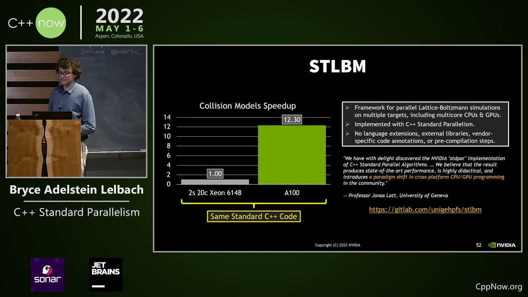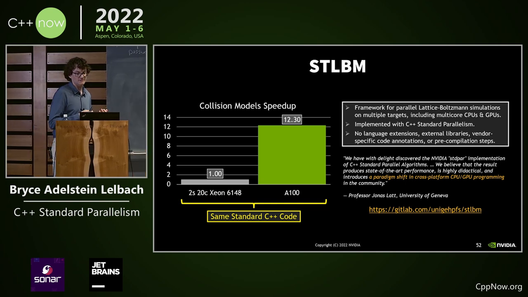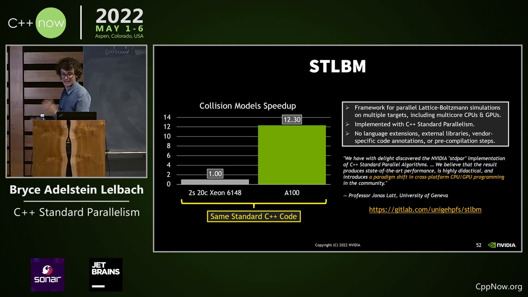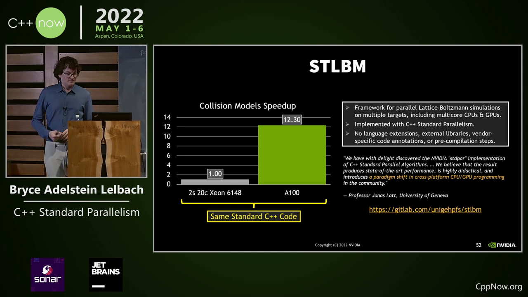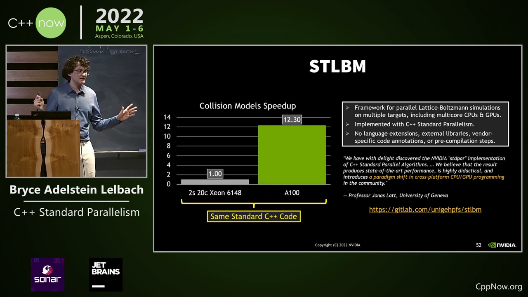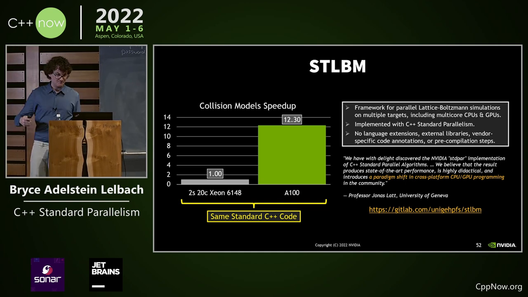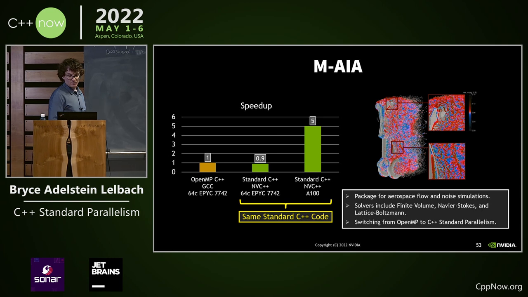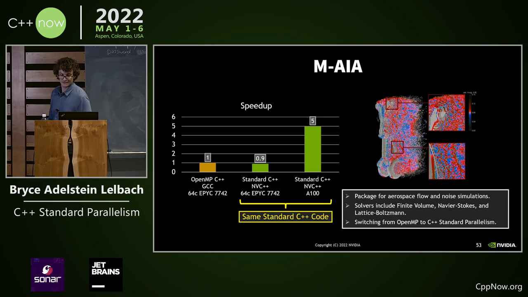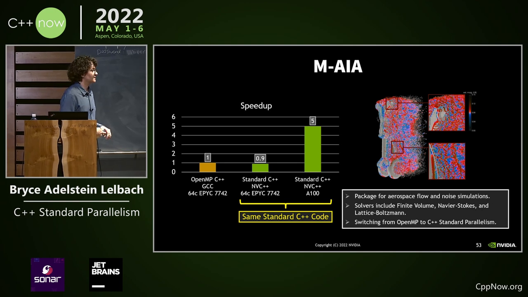All right, here's another example, which is STLBM, a Lattice-Boltzmann framework written from the ground up in standard C++. It can run on multi-core CPUs and also GPUs without any code changes. Again, you just change a command line switch. It doesn't use any language extensions or external libraries or vendor-specific code annotations or pre-compilation steps. It's just standard C++ code that can run in parallel on your GPU. And then another one is Maya, which is a code base for aerospace flow and noise simulations, and that's been ported to standard C++. They're planning to make the move from OpenMP to standard C++ going forward.